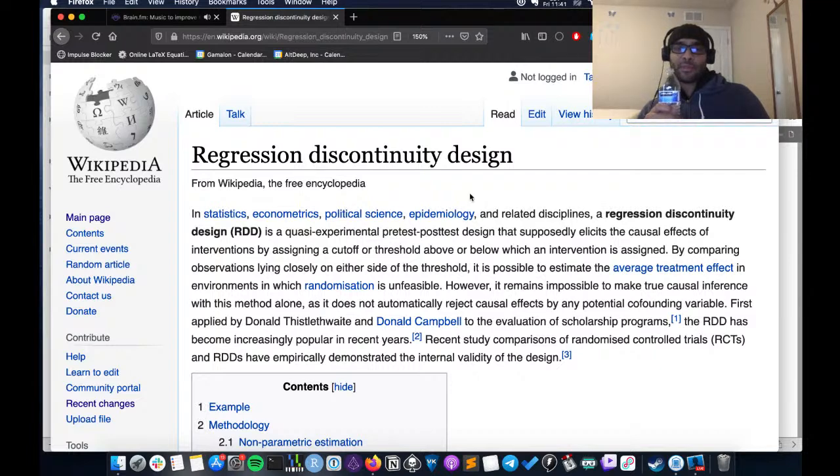However, it remains impossible to make true causal inference with this method alone, and it does not automatically reject causal effects by any potential confounding variable. And then some, and it looks like they're popular and they've been comparing them.